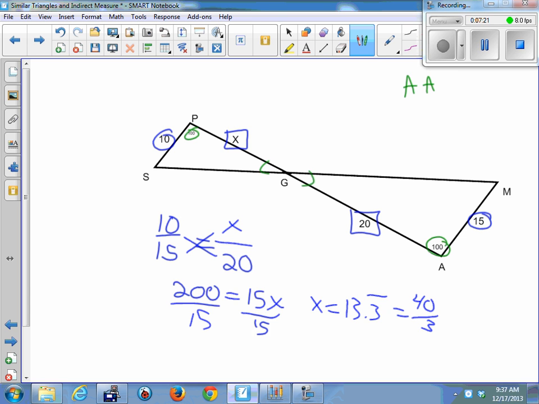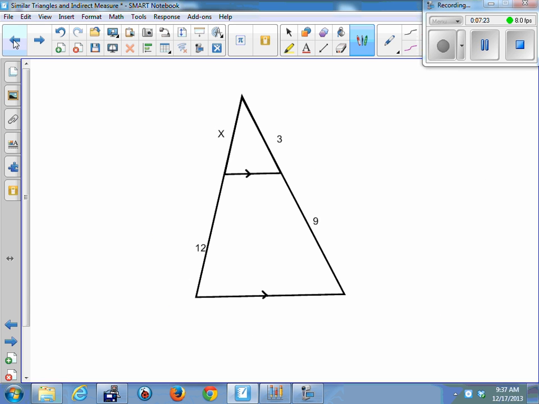Okay, let's do one more. This is the case where we have parallel lines. Parallel lines are nice because certain things happen. This angle is congruent to that angle because they are corresponding. If you need to extend your line all the way out, it makes it look a little bit easier to tell. But those angles are congruent, and these angles are congruent as well because of corresponding angles.